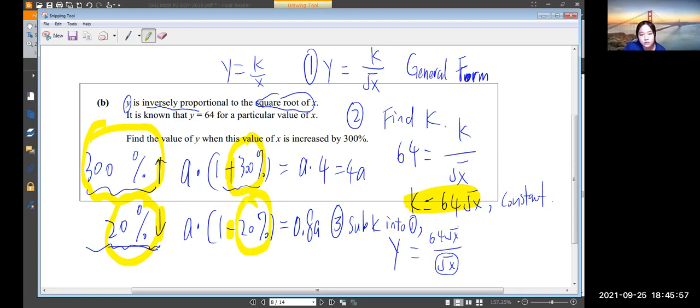Okay. So in this case, it says the x is increased by 300%. So that means I replace my a with x. So in the end, you are going to get 4x. Okay. So this 4x, right? Where do you sub it into? You sub it into this. You replace the x here with 4x.